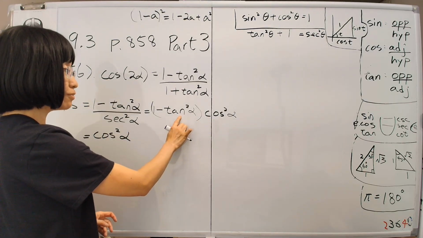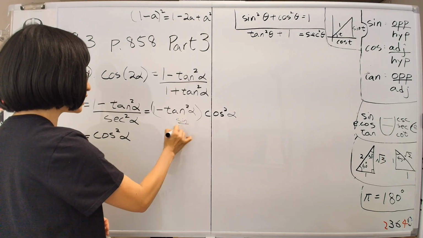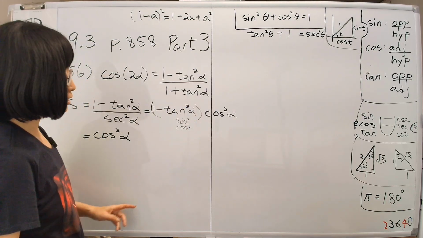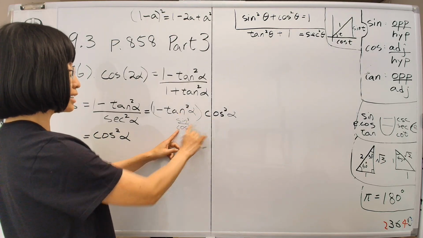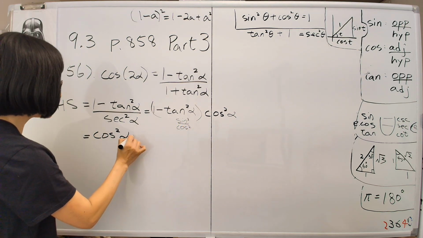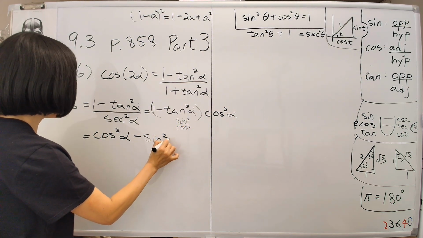Tangent is sine over cosine, right? So the tangent is sine over cosine, remember that. And then they are squared because this one's squared. So when you multiply tangent times cosine, the cosine will cancel each other out, so we only have the sine left. So it becomes minus sine squared of alpha.